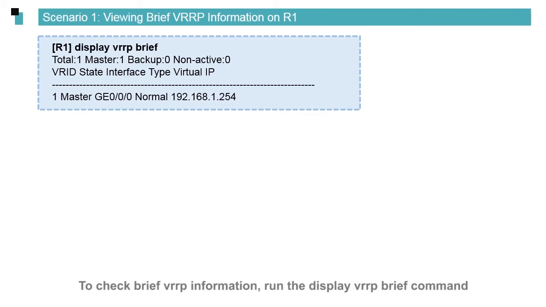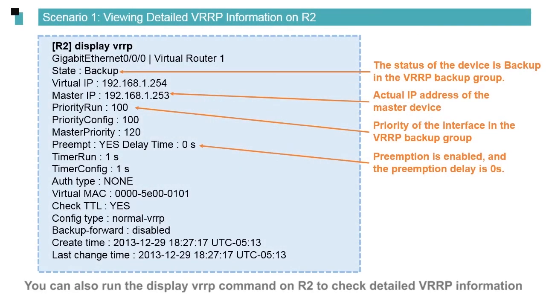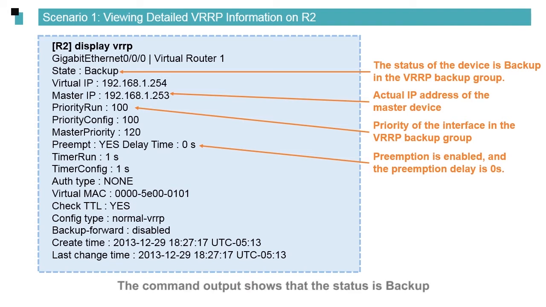To check brief VRRP information, run the display VRRP brief command. You can also run the display VRRP command on R2 to check detailed VRRP information. The command output shows that the status is backup, the priority is 100, and the preemption delay is 0 seconds, indicating immediate preemption on R2.